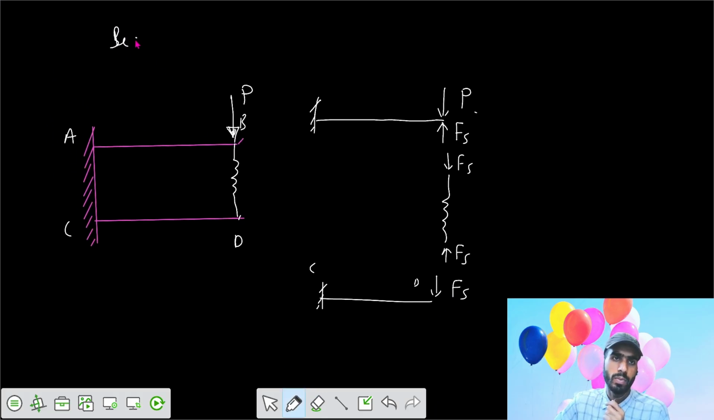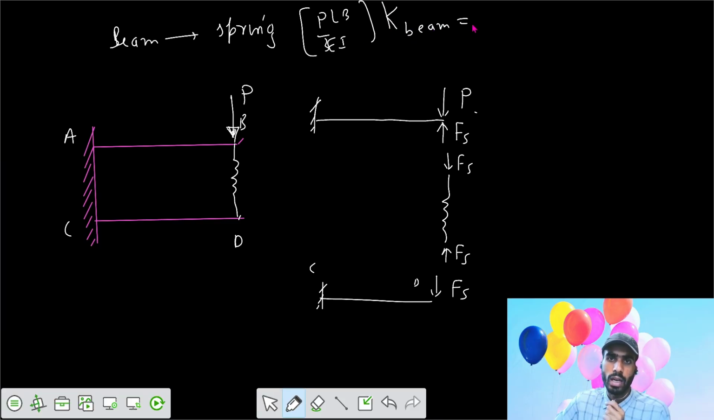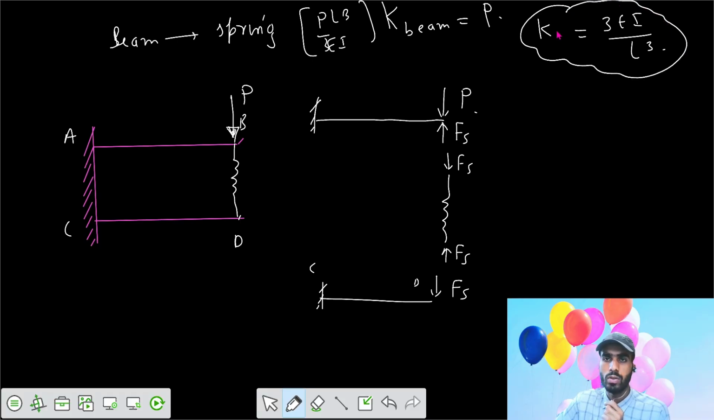We know that the beam is also a spring. We can treat the beam also as a spring, as we have that standard result, PL cube by 3EI, that is delta. If you multiply delta with the stiffness K of the beam, you can get the force value P. So your K beam becomes equal to 3EI upon L cube. So this is just the stiffness of the beam.